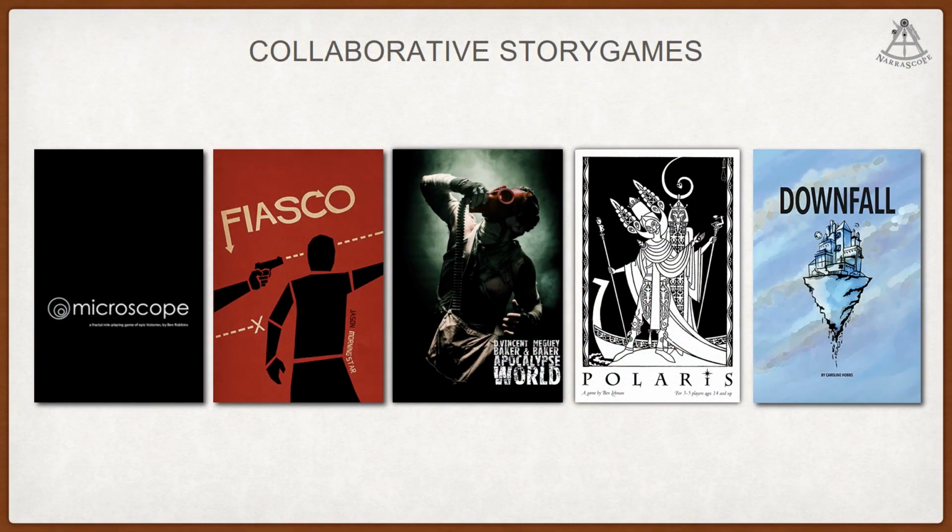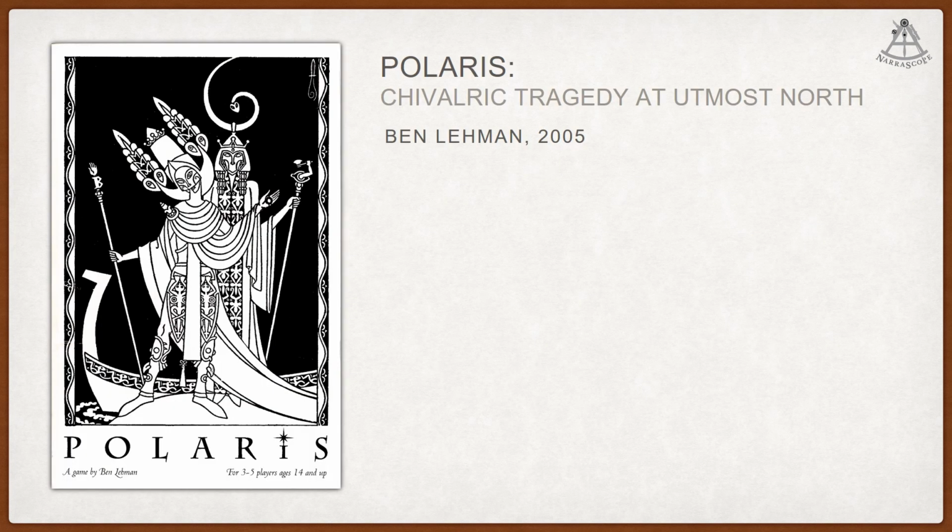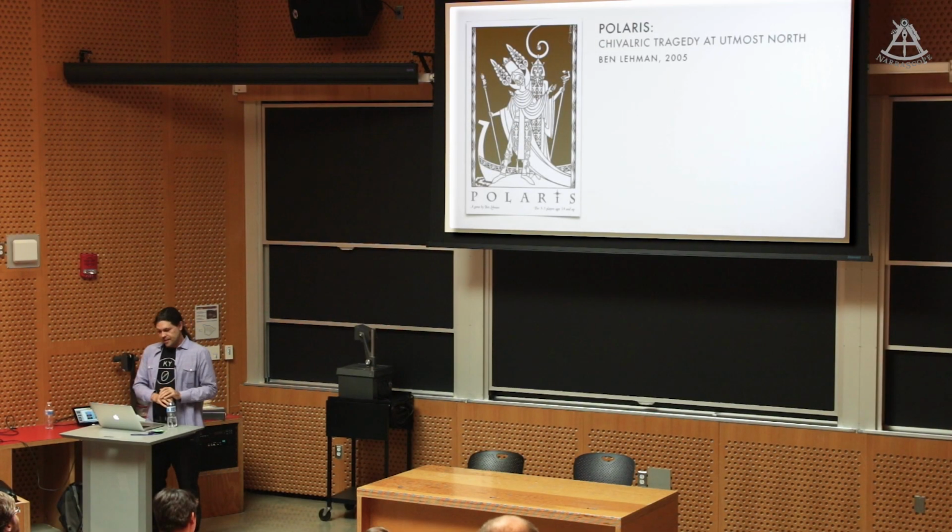We talked earlier about these games without a game master, GM-less games. Typically, that game master is the one person adjudicating all negotiation, right? They have ultimate authority to say what goes in the shared idea space or not. But a lot of games have explored distributing that creative authority more evenly. And one of these in particular, Polaris, the full title is Chivalric Tragedy at Utmost North, because there is now a newer role-playing game called Polaris, but this is the one I'm talking about, does a really interesting thing with negotiation.